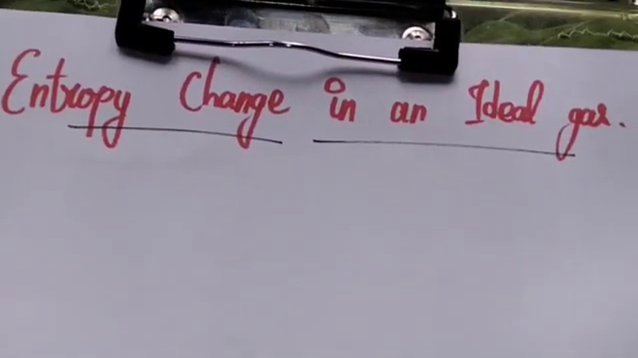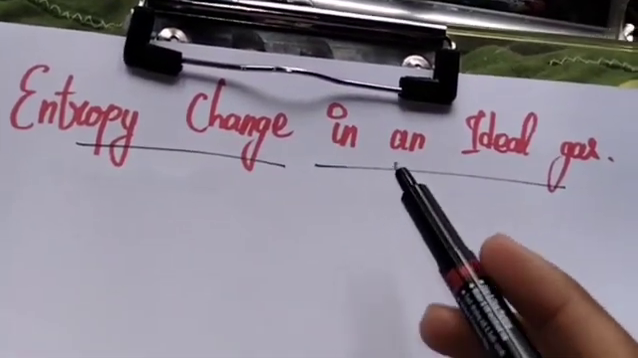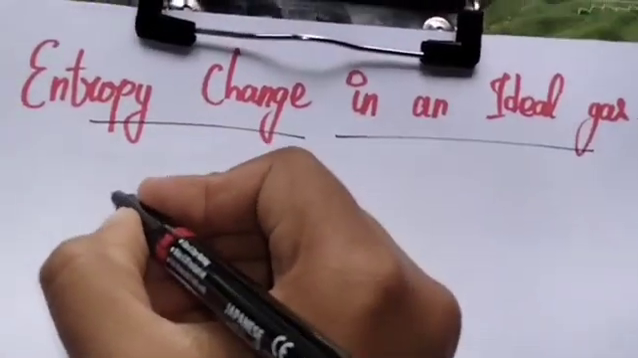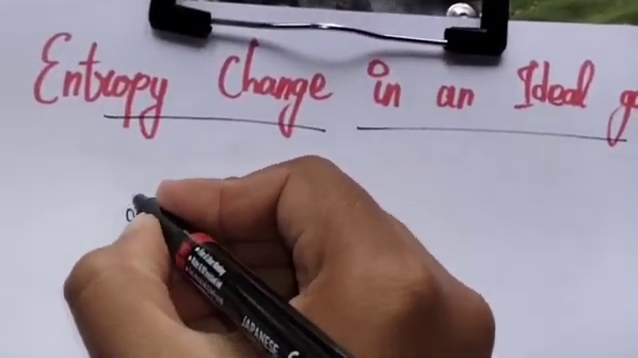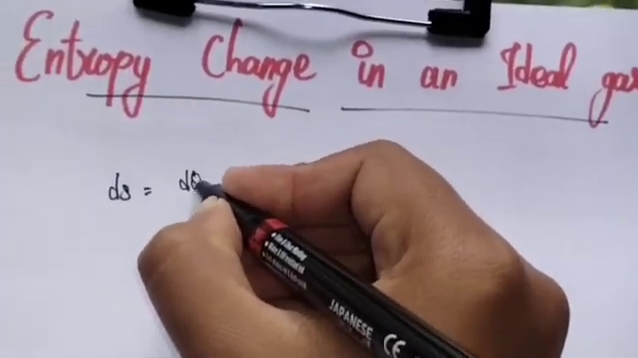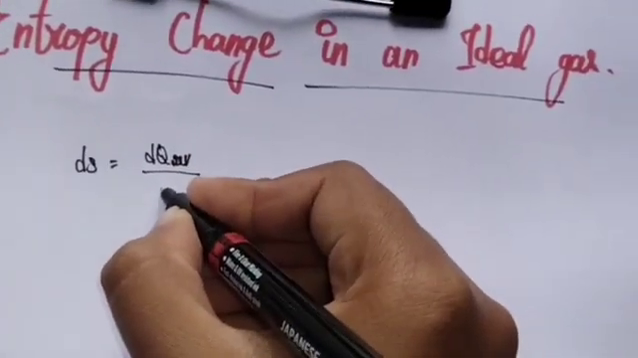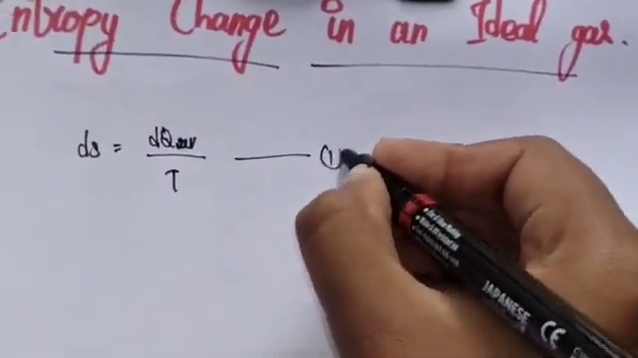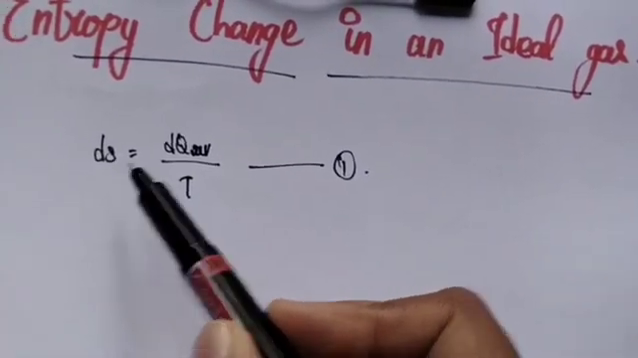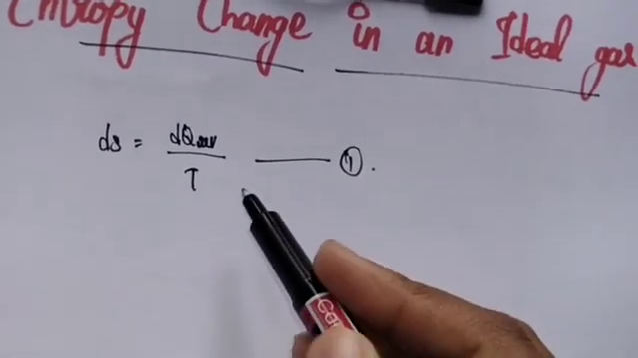So today in this video we are going to discuss the entropy change in an ideal gas. So first, the definition of entropy is dS is equal to dQ for a reversible process divided by T. Take this as equation number 1. In this equation, S is the entropy of the system, Q is heat transferred, and T is temperature.